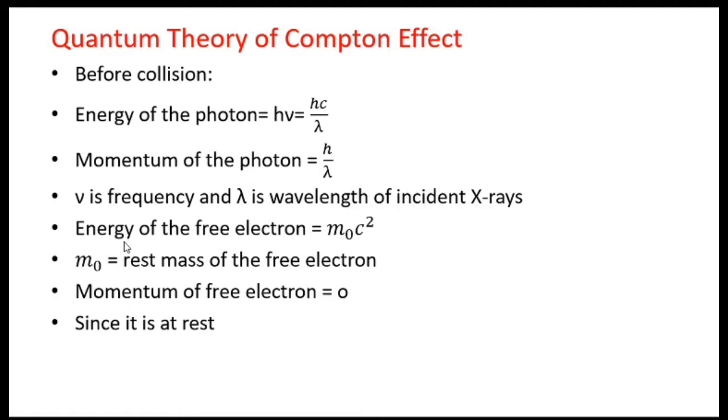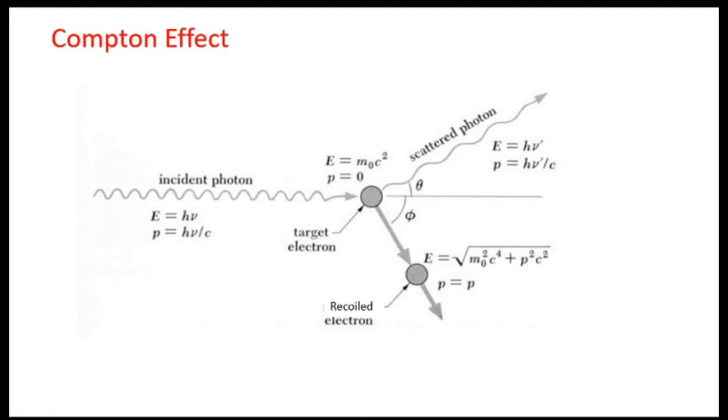Now in case of a free electron, it has energy which is its rest mass energy. Remember, we have taken this before the collision, and since it is at rest, its momentum is 0. Now see the parameters, energy and momentum, of the scattered photon and recoiled electron after the collision.